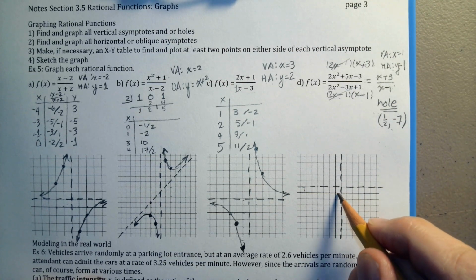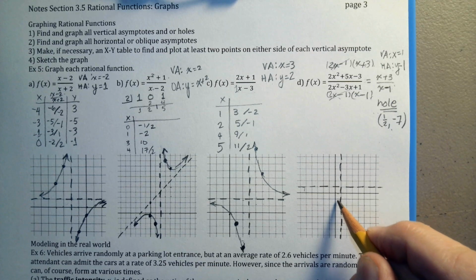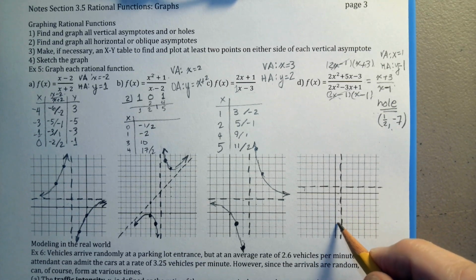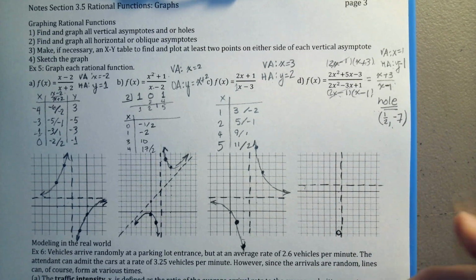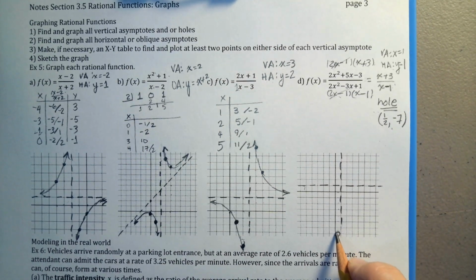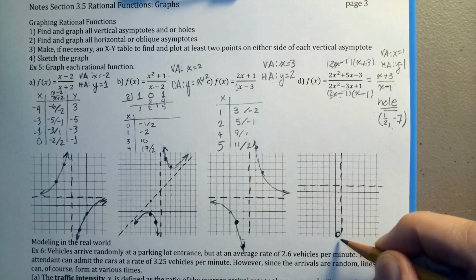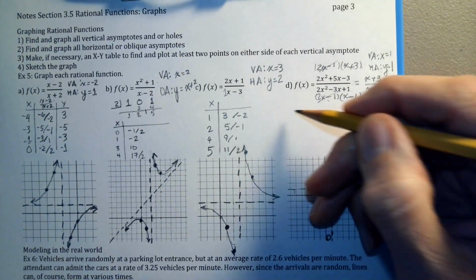And then we have a 1/2 and -7. So a 1/2, 1, 2, 3, 4, 5, 6, 7. So we have a hole right here. Okay, try to get that right on the line there, something like that. Okay. All right, let's make a table.